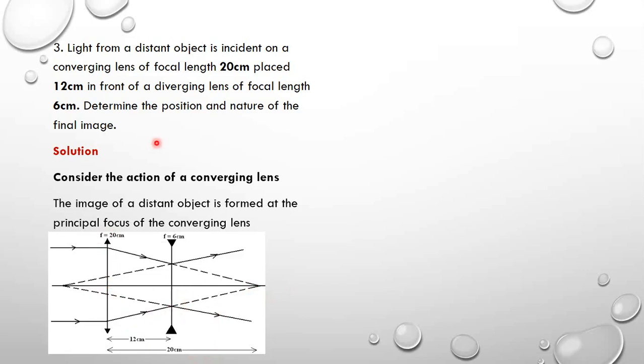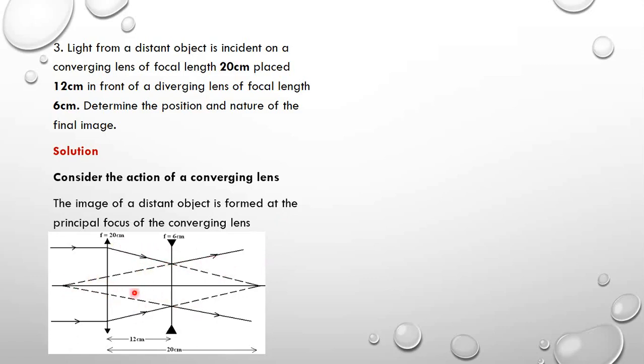However, remember that there is a diverging lens being placed 12 centimeters in front of the converging lens. So if I place it here, it means it's going to be between the image of the converging lens and the converging lens. So I will place my diverging lens here. The ray, as it is converging, is going to meet the diverging lens, which is going to diverge it, and the image will appear to come from here.